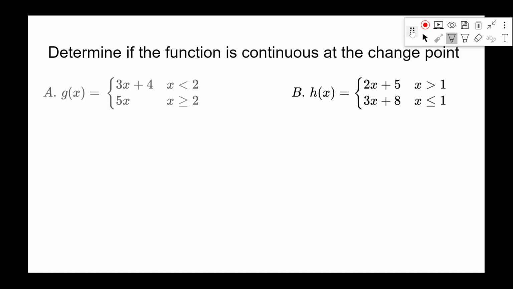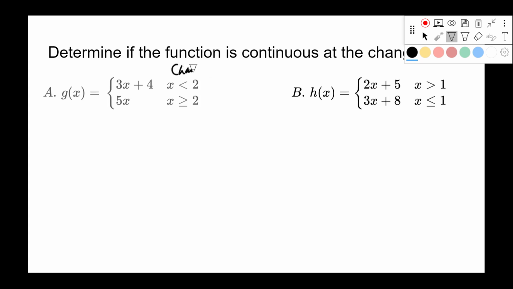So, for example, let's figure out if this function is continuous at the change point. Here's the change point. Here's g of x. It's a piecewise function. Here's the change point at x equals 2. Now, again, I understand I'm not supposed to be taking 2 and plugging it into the top piece, but I just want to see what its y value would be. So if I take 2 and put it in, I get 10. If I take 2 and put it in the bottom piece, I get 10, which means that the y values match up.